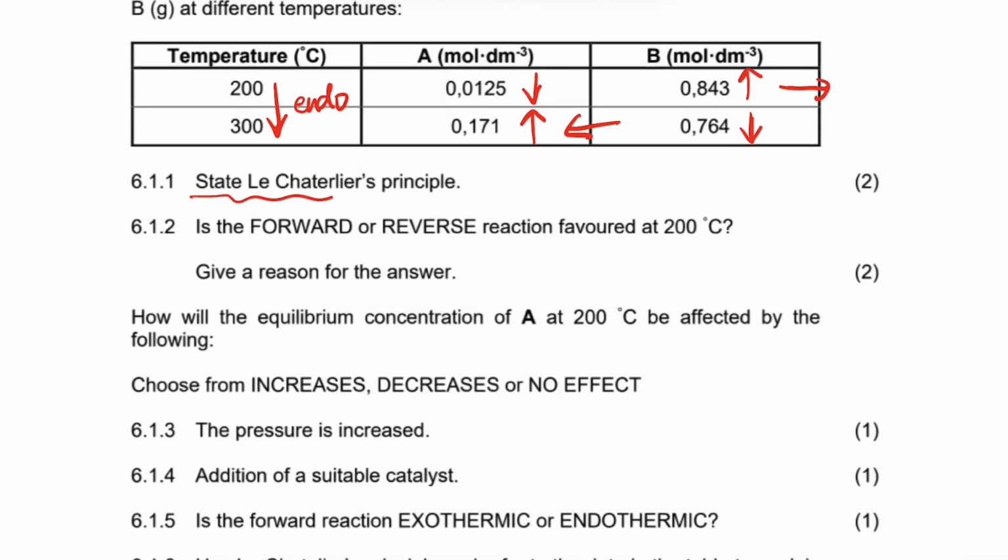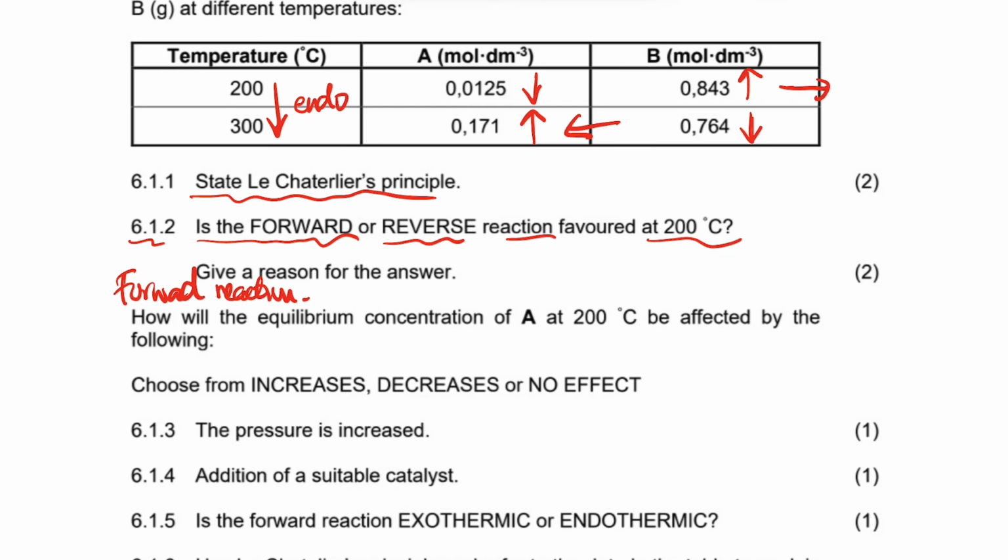Now, I'm going to skip the definition of Le Chatelier's principle. 6.1.2, it says, is the forward or reverse reaction favored at 200, right? So at 200, forward is favored. So the answer is forward. Forward reaction is favored.